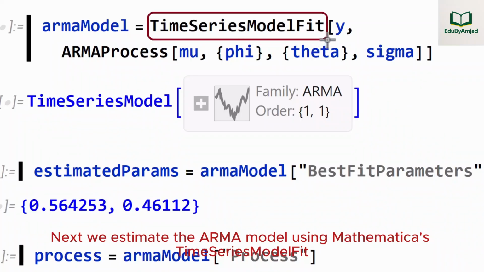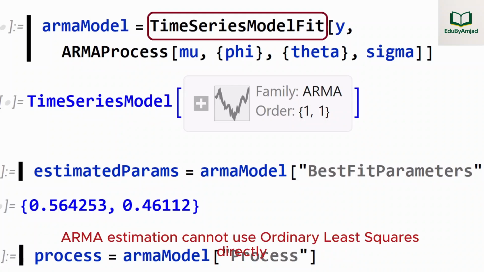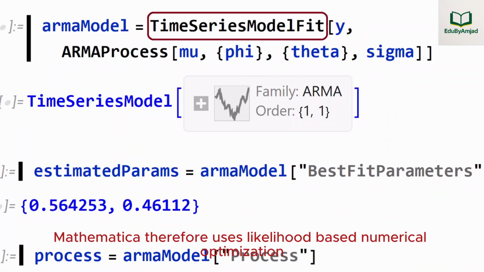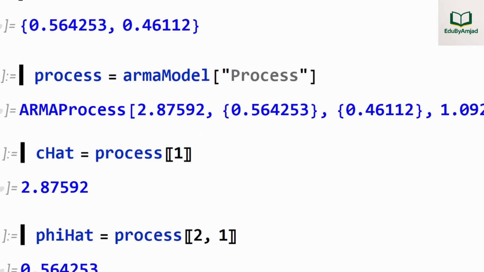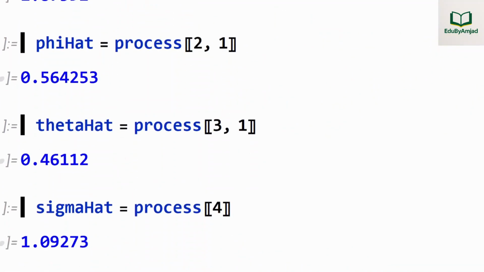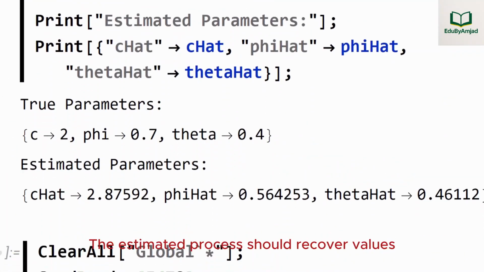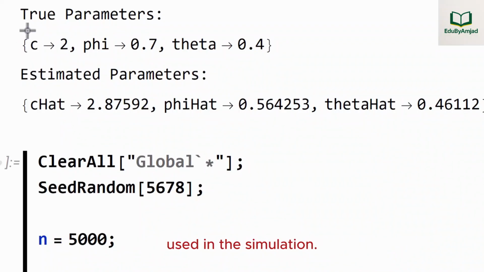Next, we estimate the ARMA model using Mathematica's TimeSeriesModelFit function. Unlike ARDL estimation, ARMA estimation cannot use ordinary least squares directly because past shocks are unobserved. Mathematica therefore uses likelihood-based numerical optimization to recover the model parameters. The estimated process should recover values close to the true data generating parameters used in the simulation.